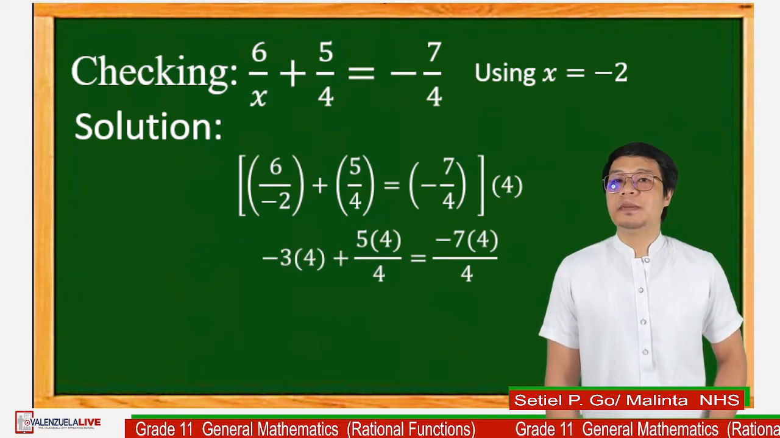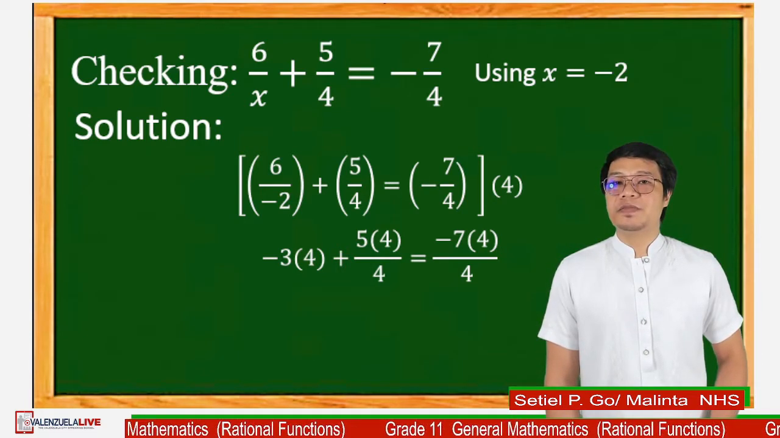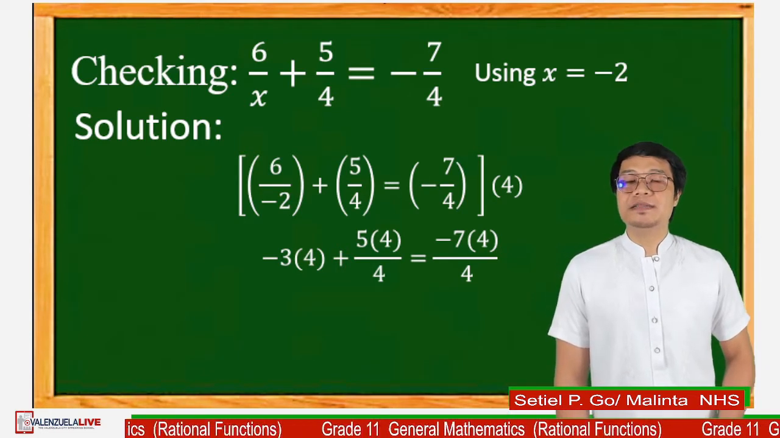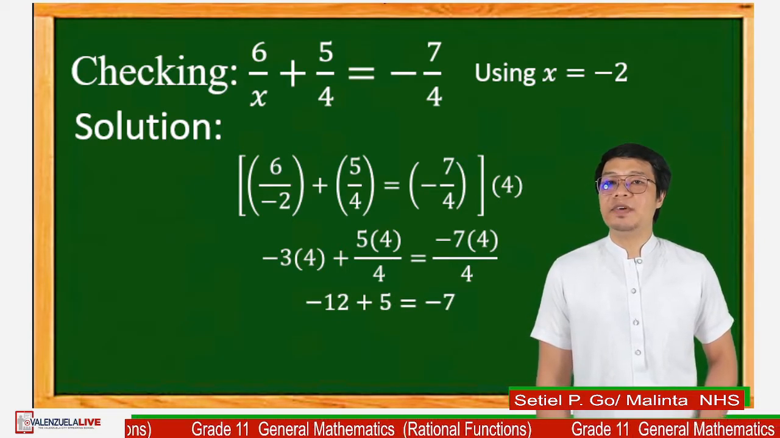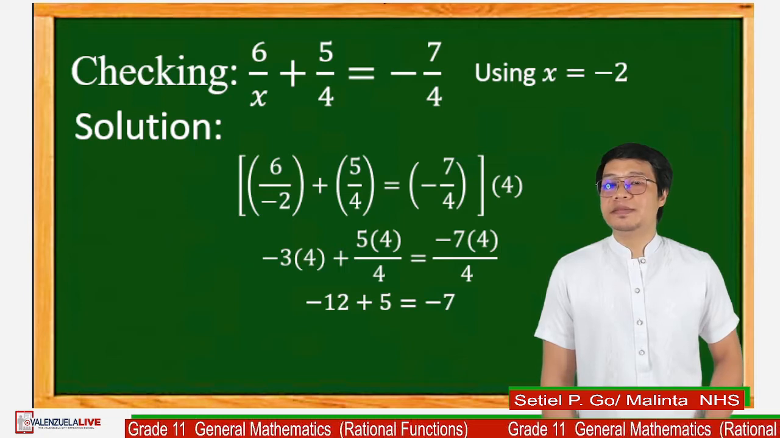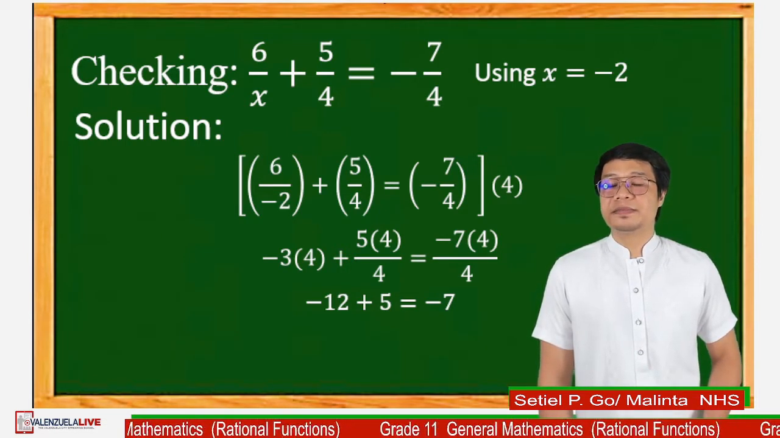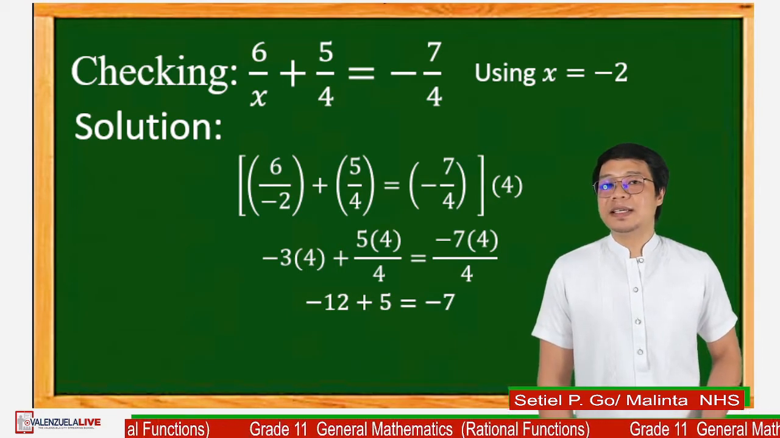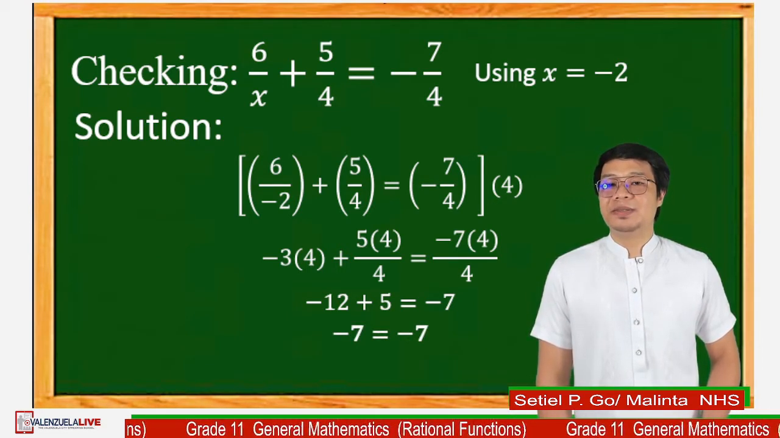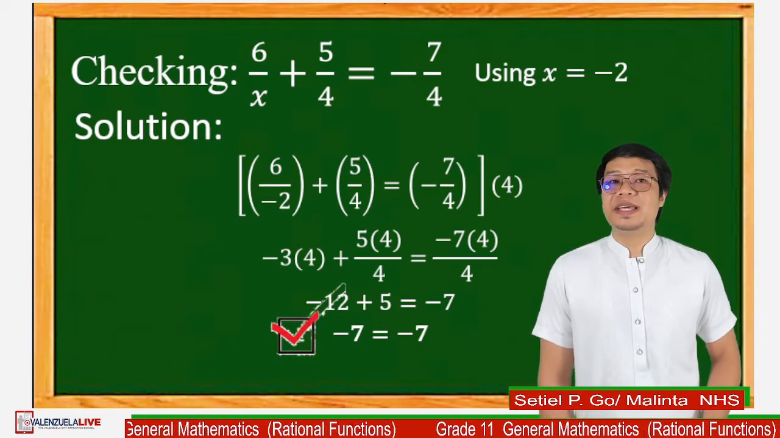Now, this will become negative 3 times the quantity 4 plus 5 times 4 over 4 is equal to negative 7 times 4 over 4. As you can see, negative 3 times 4 is negative 12. Then you can cancel out 4. So the result is 5 is equal to negative 7. So negative 12 plus 5 is equal to negative 7, is equal to negative 7. So it means the value of x, which is negative 2, is correct.